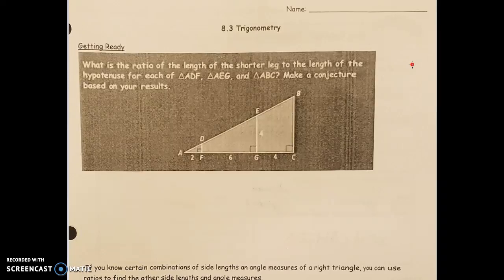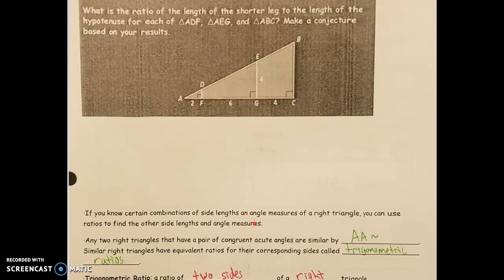We've already been able to use ratios to find side lengths in special right triangles, but for any other kind of triangle, we're going to have to use trigonometry. That means if we know certain combinations of side lengths and angle measures of a right triangle, we can use ratios to find the other side lengths and angle measures. So still looking for missing sides and angles.